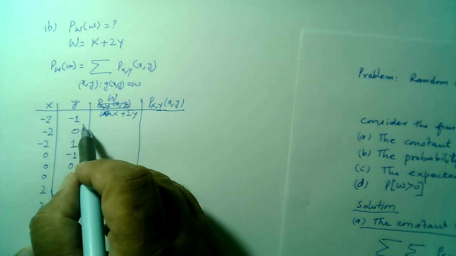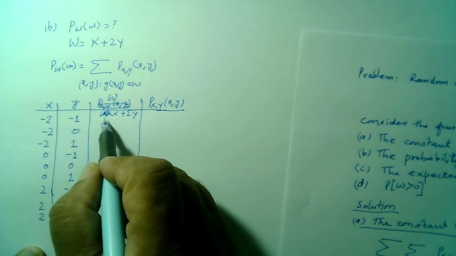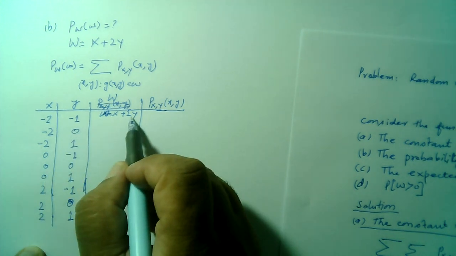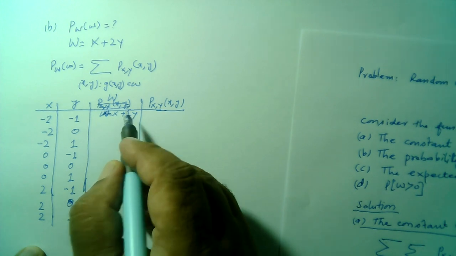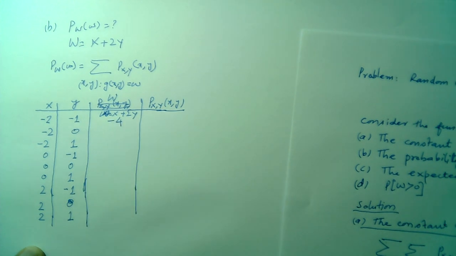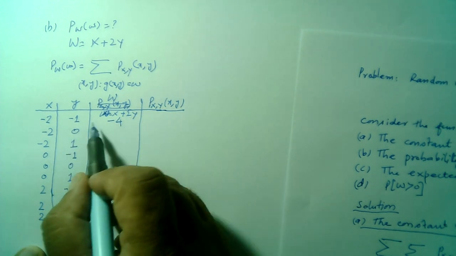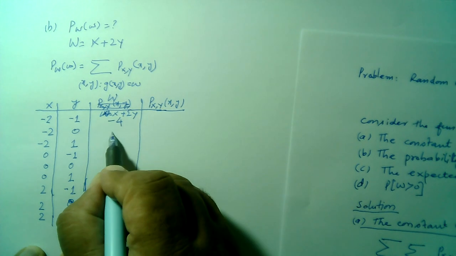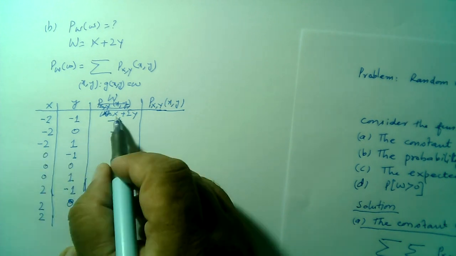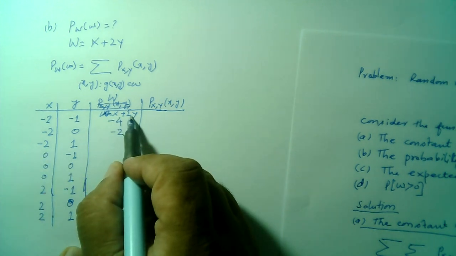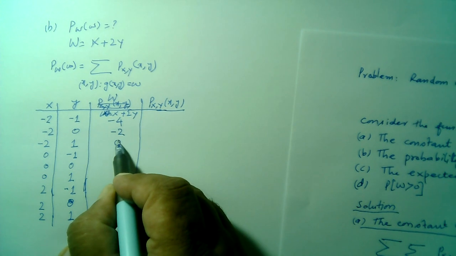So w is equal to x plus 2y. Here x is minus 2 and y is minus 1, so this is minus 2 plus 2 into minus 1, which is minus 4. So w is minus 4 here. And y is 0, so w is equal to minus 2 here. Likewise, x is minus 2 and y is 1, so minus 2 plus 2, w is 0 here.